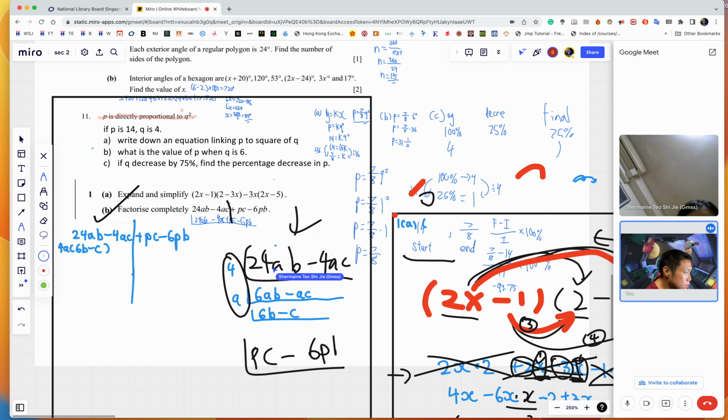PC 6PB. Wait, your P. Actually, how you should see, once you take out the P, you should erase the P. So you only see C minus 6B, right? Yeah. Okay, good. Put it. So this is common. Go. Wait, 这里. Yes.